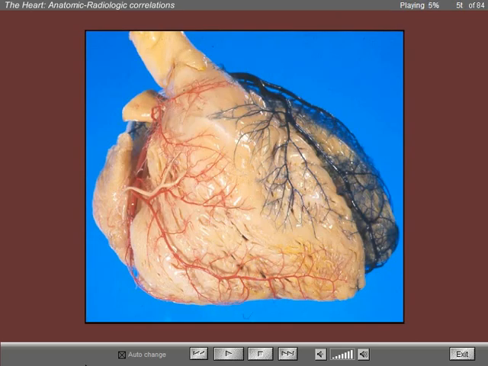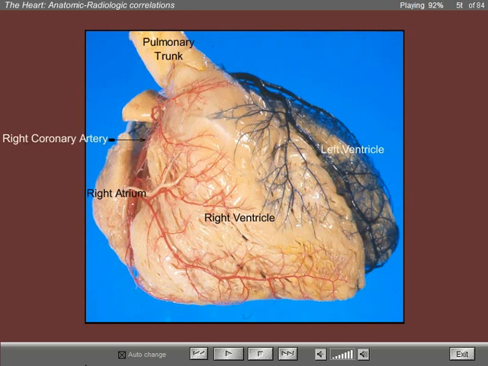Cast corrosion preparations were utilized to show the anatomy of the cardiac chambers. Note in the frontal projection of the heart the anatomical position of the right ventricle, which is not a border-forming structure. To the right of the right ventricle, we see the right atrium. We note to the left of the right ventricle, the left ventricle. The pulmonary trunk continues with the cephalic portion of the right ventricle. In red, the branches of the right coronary arteries, and in blue, the branches of the left coronary arteries.